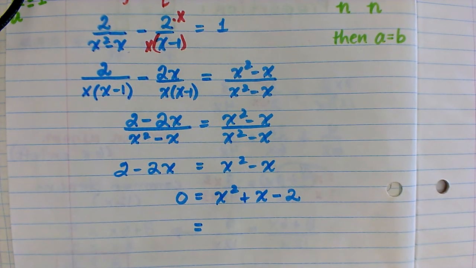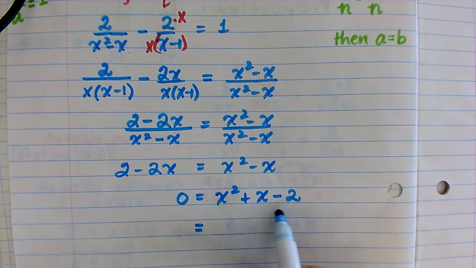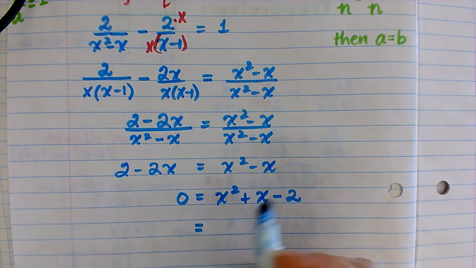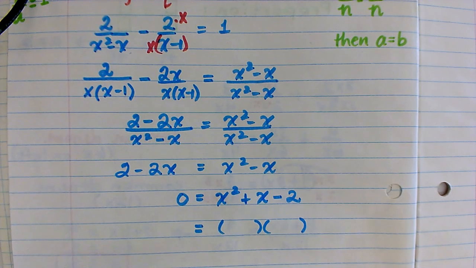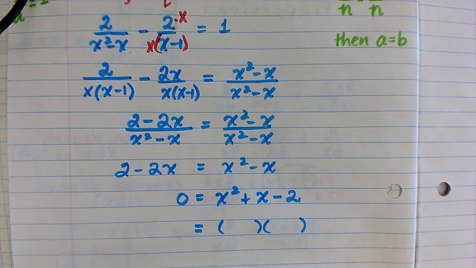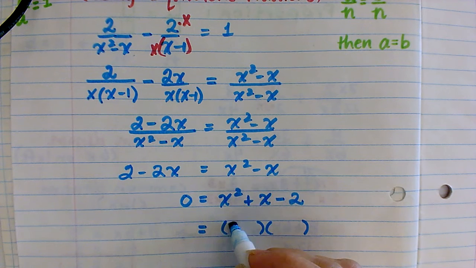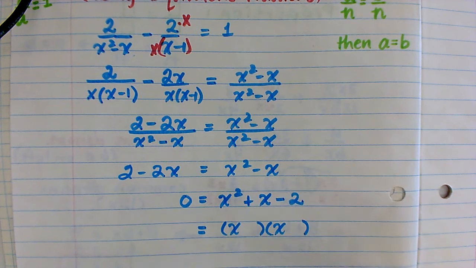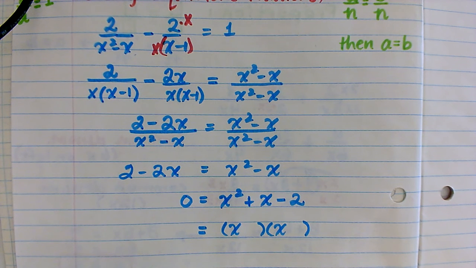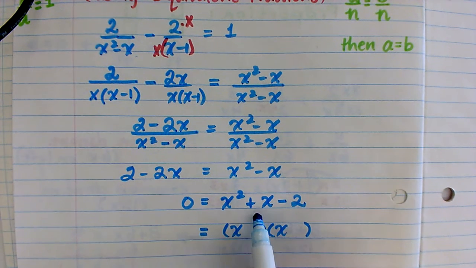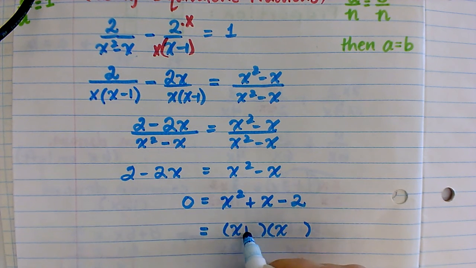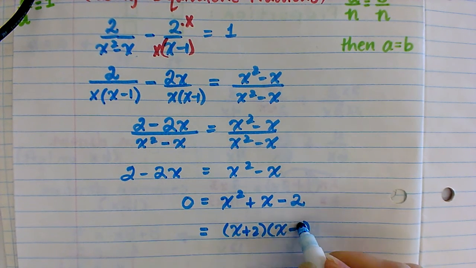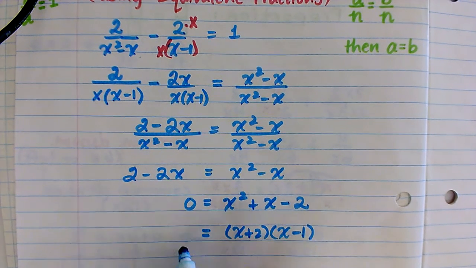At this point, I'm going to factor this quadratic on the right. So I'm looking for two factors that multiply to make x squared plus x minus 2. Well, the x squared has to come from x times x. The negative 2 is likely created by 2 times 1. And I need to get a positive x as my sum. So I'm going to say plus 2 and minus 1 are my factors.